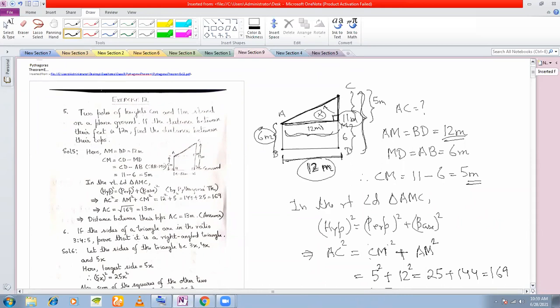If this length is 12, this must be 12, right? If this entire length is 11, and this length is 6, then what is this length? This length is 11 minus 6. Till this you understood? Yes, sir.